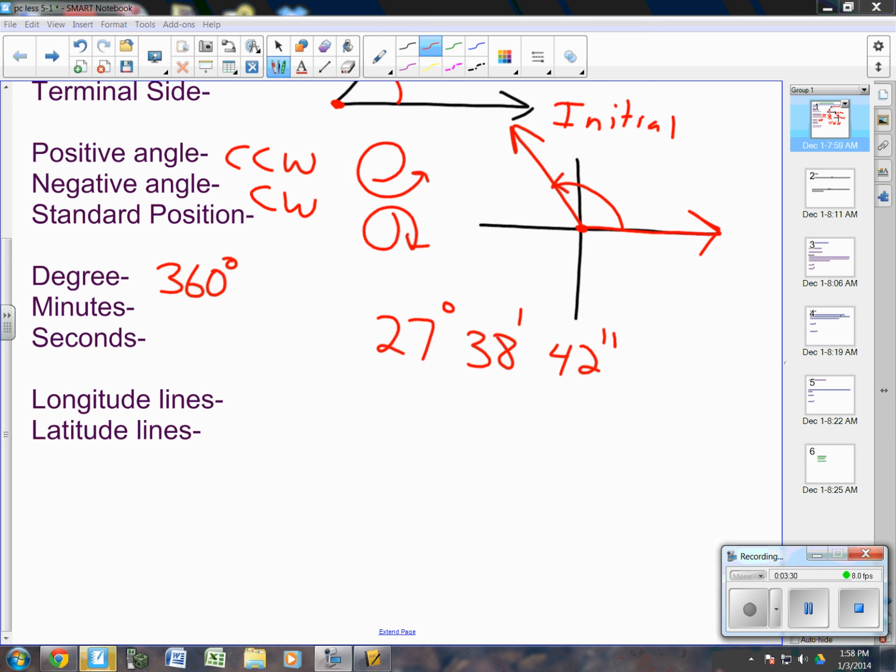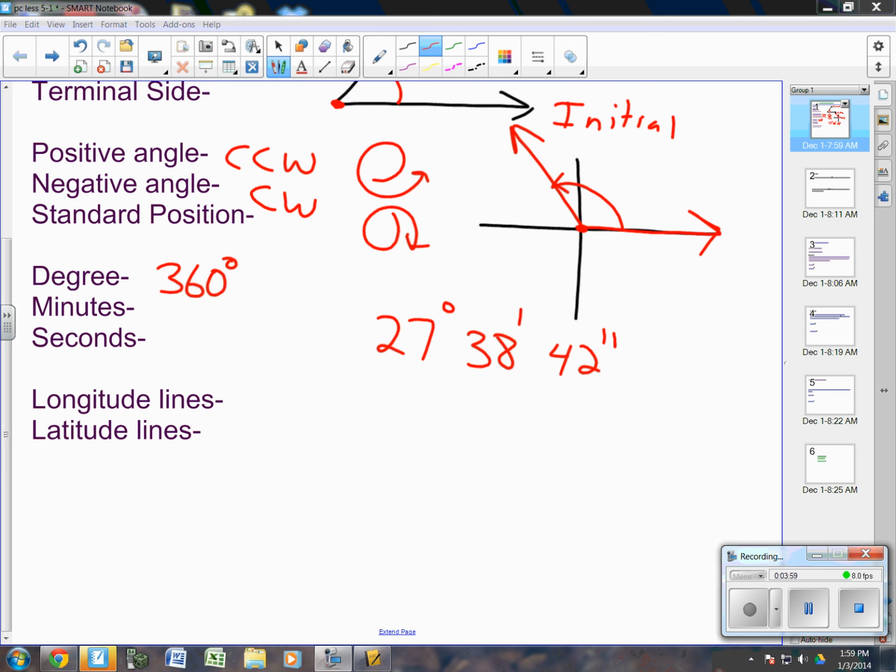What's the purpose of it, do you think? Well, they're not really coordinates. It's still a measure of an angle. We're still measuring an angle, but why would we have minutes and seconds? What would that help us with? Let's say you're going to shoot a missile. You're in the military, you're going to shoot a missile, and your target's 5 miles away. Okay? And you shoot it at 38 degrees.